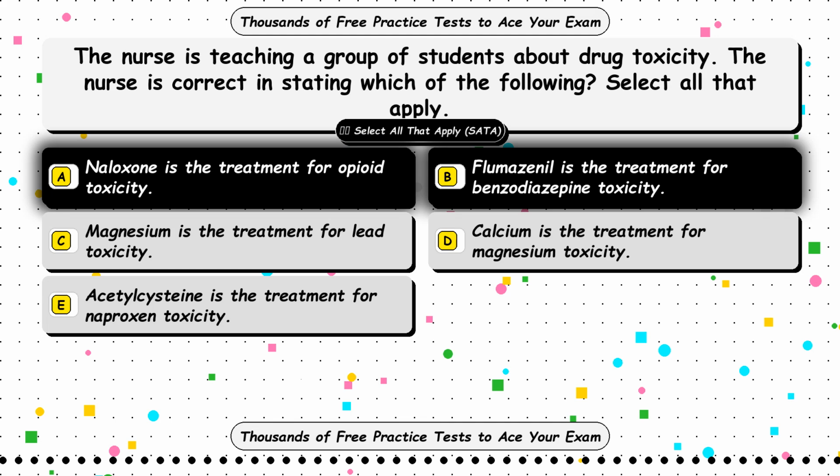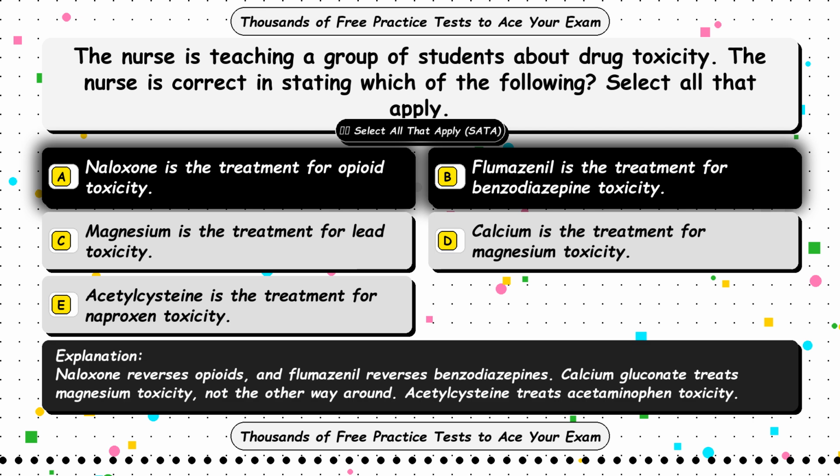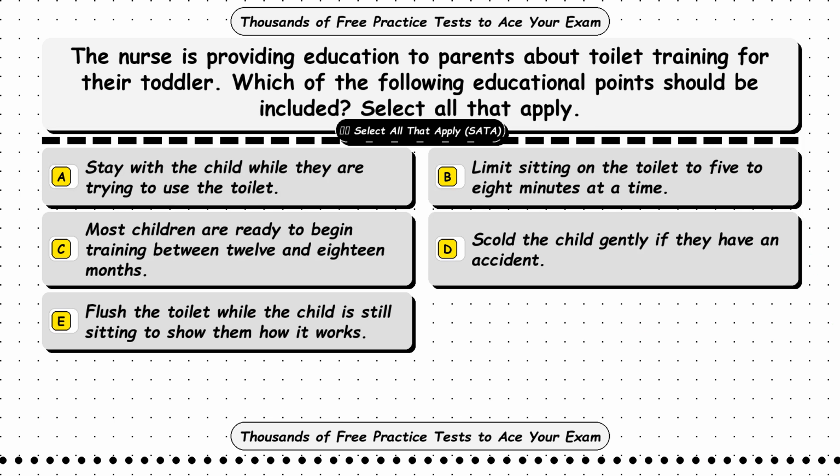The correct answers are options A and B. Naloxone is the treatment for opioid toxicity. Flumazenil is the treatment for benzodiazepine toxicity. Naloxone reverses opioids, and flumazenil reverses benzodiazepines. Calcium gluconate treats magnesium toxicity, not the other way around. Acetylcysteine treats acetaminophen toxicity.